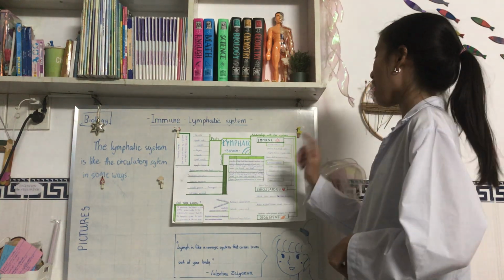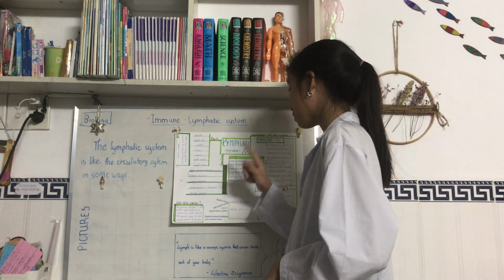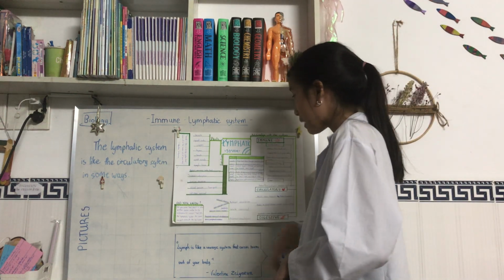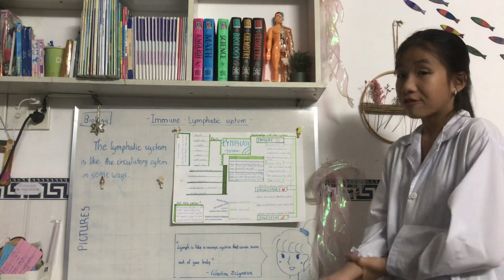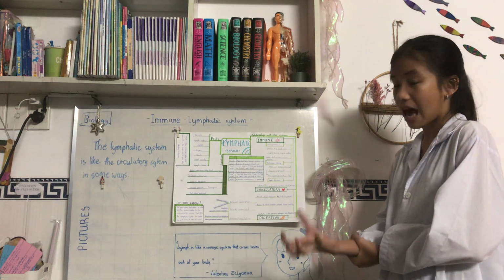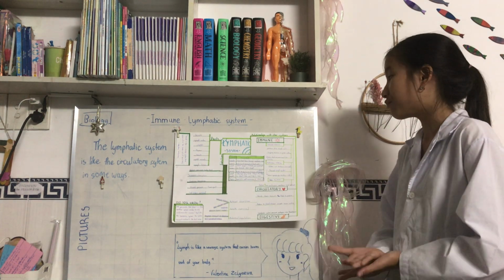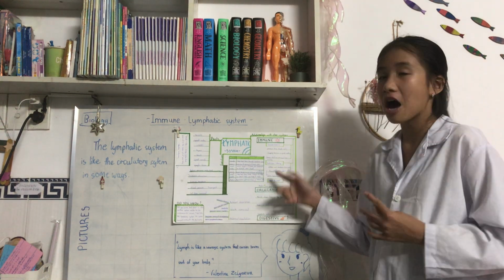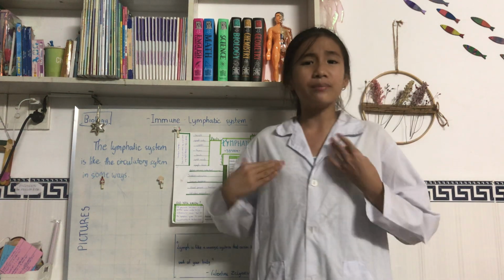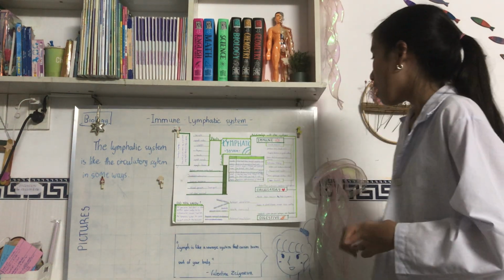We also have the pathogen filtering. That is the job of the lymph nodes and the spleen. It filters out the bacteria from the body through the lymph nodes. So the lymph nodes are like the warriors of the lymphatic system. In the lymph nodes, they store lymphocytes and other cells that aid with immunity as well. So that is the job of our important lymph nodes.